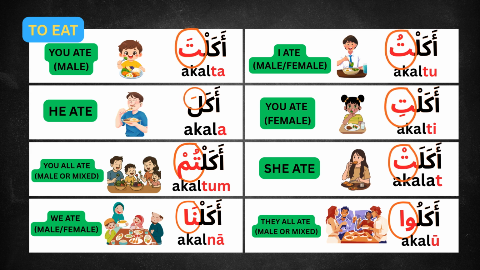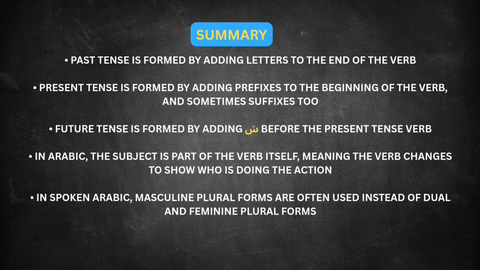Now let's summarize what we learned about verbs in Arabic in this lesson and the previous lessons. Past tense is formed by adding letters to the end of the verb. Present tense is formed by adding prefixes to the beginning of the verb and sometimes suffixes too. Future tense is formed by adding sa before the present tense verb. In Arabic, the subject is part of the verb itself, meaning the verb changes to show who is doing the action. In spoken Arabic, masculine plural forms are often used instead of dual and feminine plural forms.